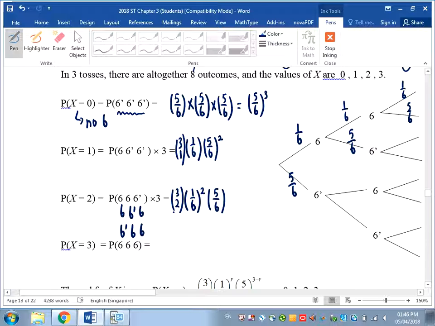I just make a note here. 3 choose 1 is actually the number of ways to arrange 6, 6 prime, and 6 prime. That's how I obtain the 3 choose 1.